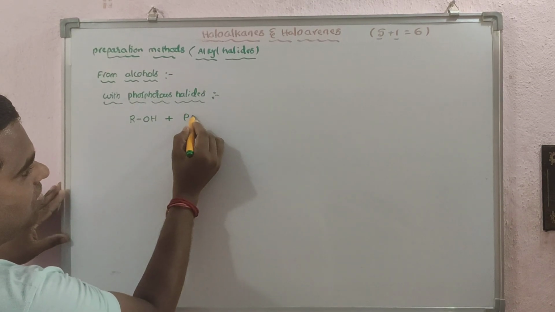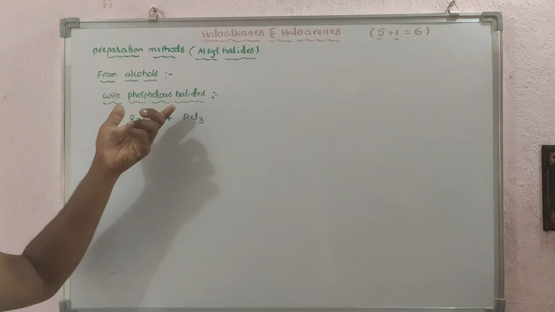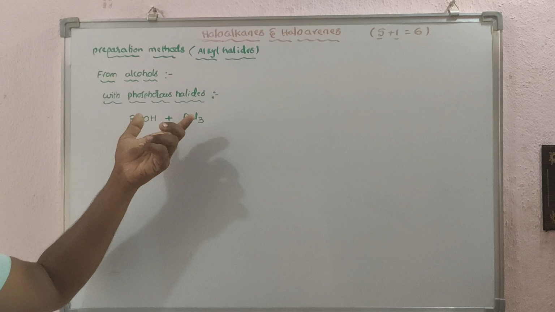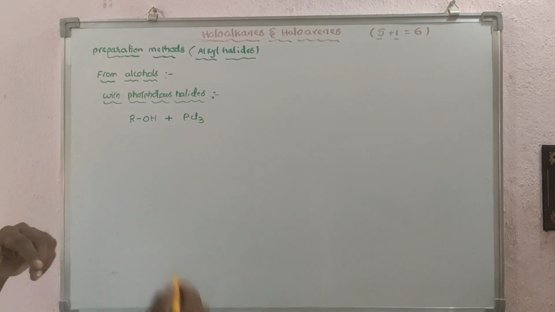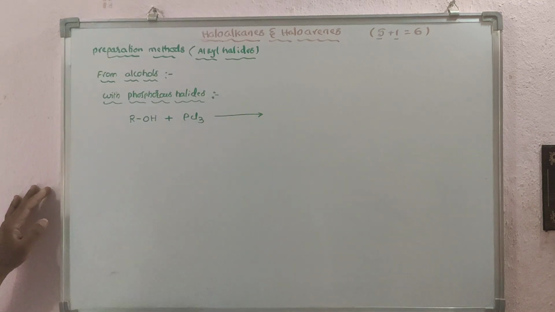First I will treat with phosphorus trichloride. 2 types of phosphorus halides are there. One is phosphorus trihalides and another one is phosphorus pentahalide. First we will discuss the trihalides, then we will go for the pentahalide. Clear? Now what happened here? Simple.